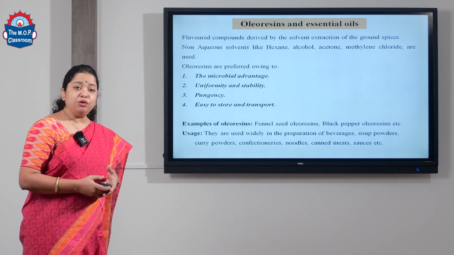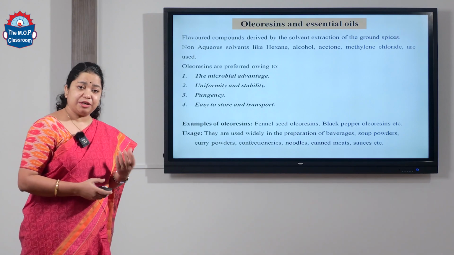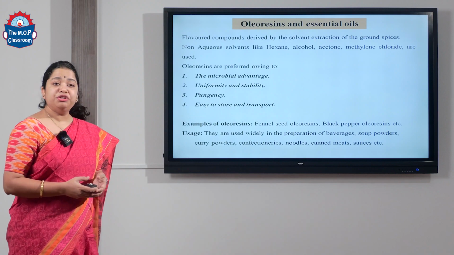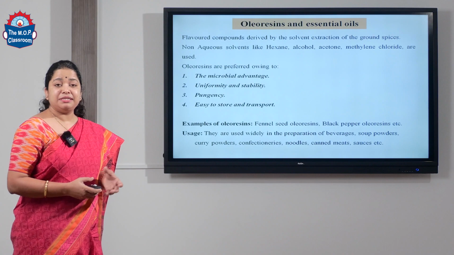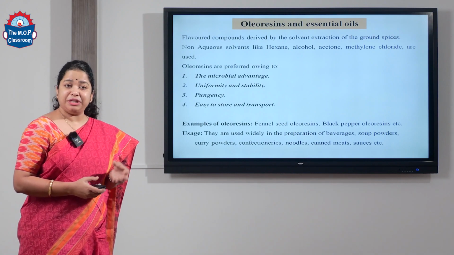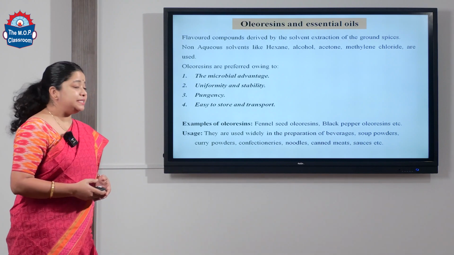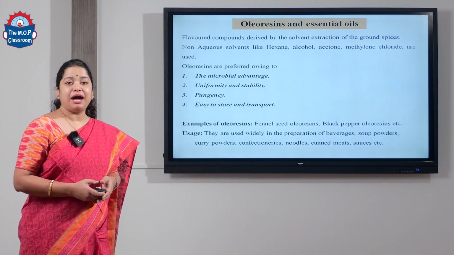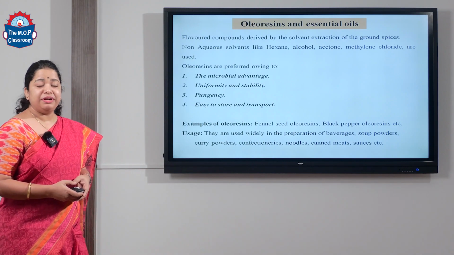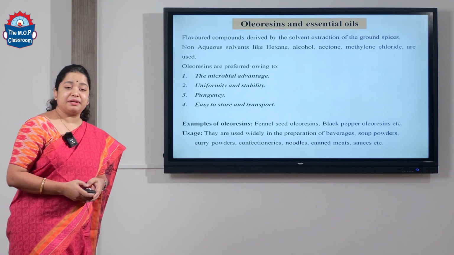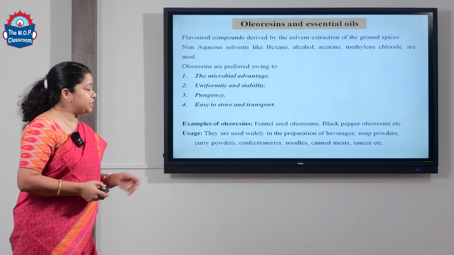Oleoresins are known for their microbial advantage. They are quite pure. They are known for their uniformity and stability, in terms of the pungency and the flavoring agent we get from these oleoresins as they are used in the food processing industry. They are easy to store and transport, and they have a high stability. Examples of oleoresins are the fennel seed oleoresin, the black pepper oleoresin, or the capsaicin oleoresin. And the usage, as I've already mentioned, is here on the slide as well.